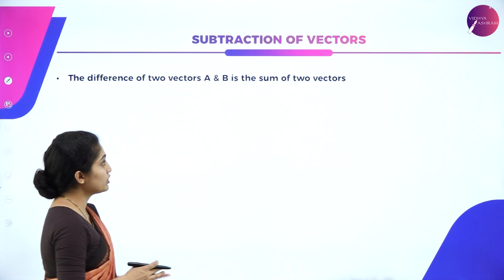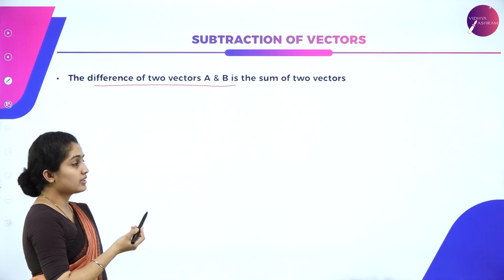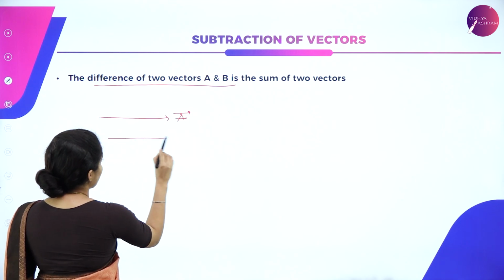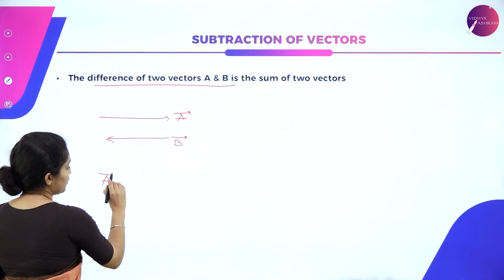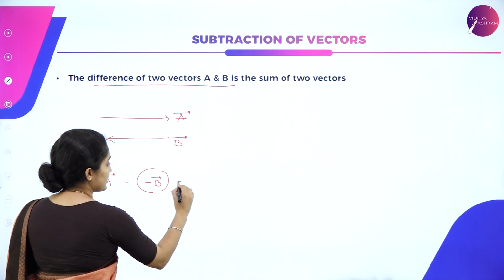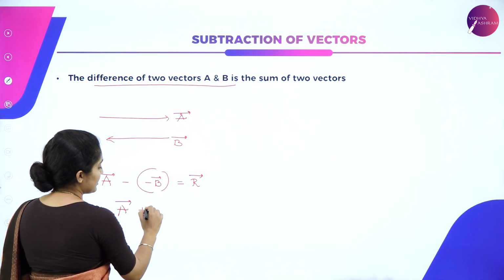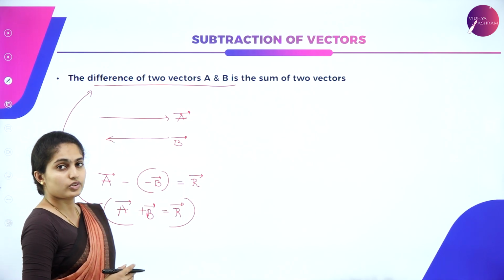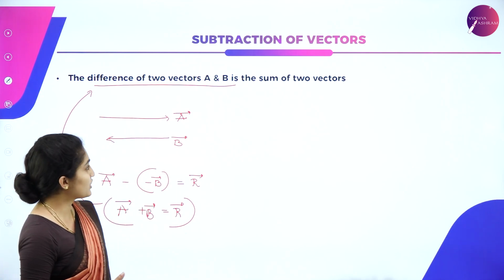And next we are moving on to subtraction of vectors. In case of subtraction of vectors, the difference between 2 vectors A and B is the sum of 2 vectors, which means to say, suppose your A vector is this, and suppose you have a B vector opposite to this. So the subtraction of vector A minus vector B is equal to the resultant vector, which is nothing but vector A minus into minus is plus vector B. That is what the sentence tells you. So this is how exactly subtraction of vectors goes. The two vectors should be opposite to each other.